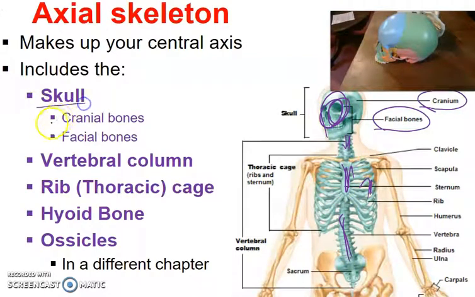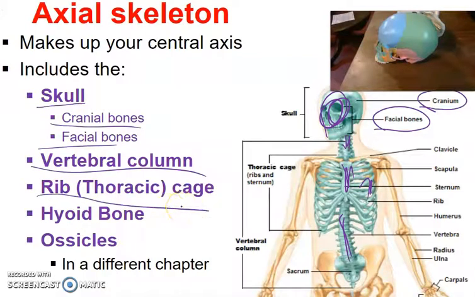So the skull, the cranial bones, the facial bones, the vertebral column, the rib cage, and then these other couple bones. The hyoid bone, that's in your neck about right there. It's right above your Adam's or Eve's apple. And then you have these three little itty-bitty baby bones in your ear called ossicles, and those are in a completely different chapter.